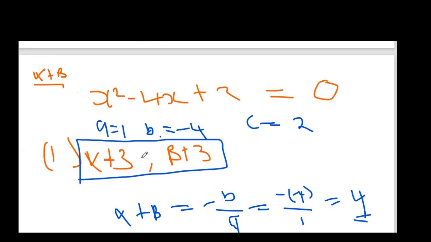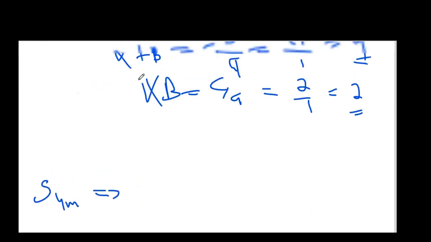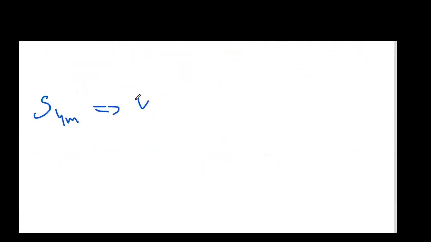So what do you do? You add them, and then again you multiply them, because this is the first root and that is the second root. Okay, so what are we going to do? We are going to say sum of roots, those new roots that we've been given. Sum of roots is equal to, what do we have there? We have alpha plus 3 plus beta plus 3.